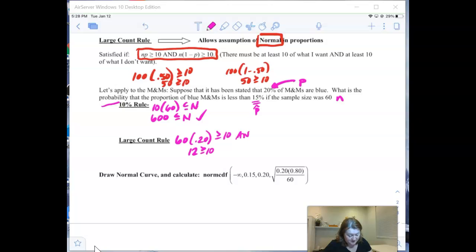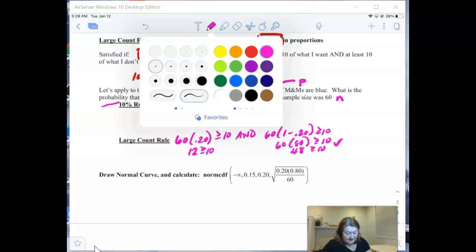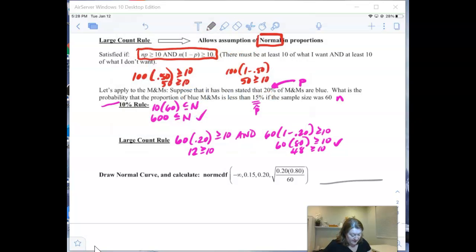And then we also have to check that 60 times 1 minus 20% is also more than 10. So 60 times 80% should be more than 10. And again, if we already used up 12, that still leaves us 48 out of the 60, and that works as well. So now we're allowed to use normal CDF, okay? All right, so now I can go ahead and draw my curve. And what we have is they're saying that they think the true proportion is 20%. They're telling us we're at 15%. They want to know what the likelihood is that we're less than 15% when we do a sampling.